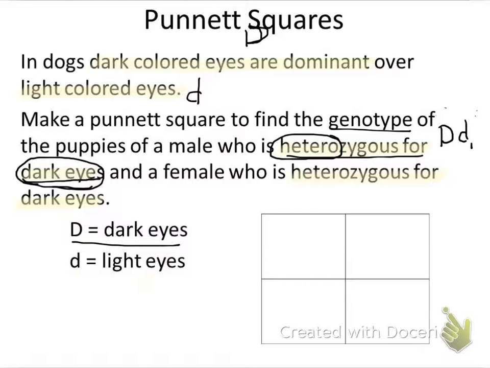Now let's do the same thing with the female. The female is also heterozygous for dark eyes. So you know what? She actually has the same genotype as the male. Now we need to put this into our Punnett square.